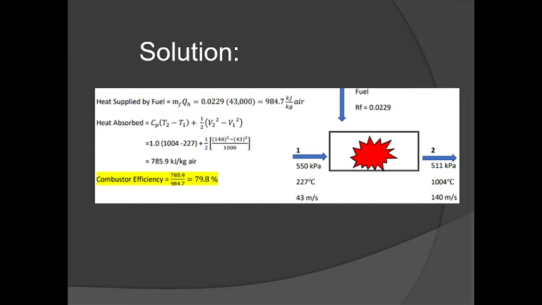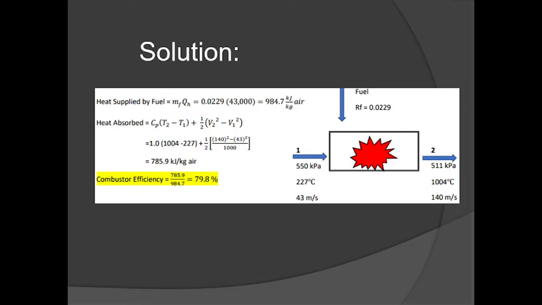So for the heat absorbed, we have the Cp of air, which is 1.0, times the temperature difference, which is 1004 minus the initial temperature, which is 227, plus one half times the quantity of the velocity at point 2 squared minus the velocity at point 1 squared. So we have 140 squared minus 43 squared, divided by 1000 to convert. So we have 785.9 kilojoules per kilogram of air.